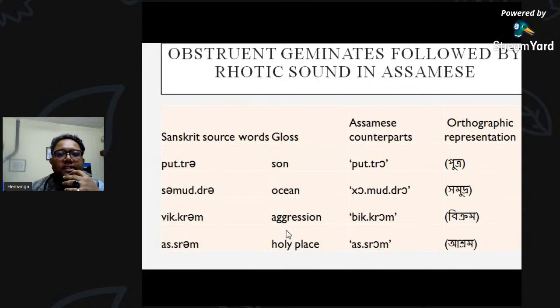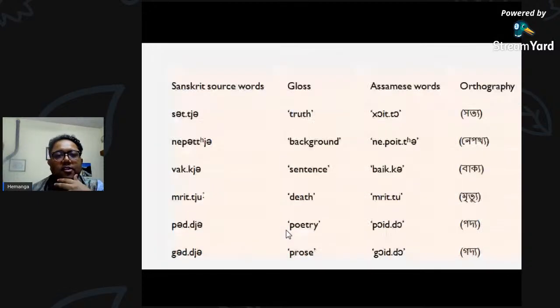Okay, so what is happening in Assamese gemination? Obstruent gemination followed by rhotic sounds in Assamese. We cannot see any kind of changes between Assamese and Sanskrit. So Assamese Putra, Sanskrit also Putra. Only the shwa is substituted by the round vowels. Samudra becomes Homudra, the Sa is substituted by Ho. Vikram becomes Bikram, ashram becomes asram. So there is no change between Sanskrit and Assamese as far as gemination is concerned.